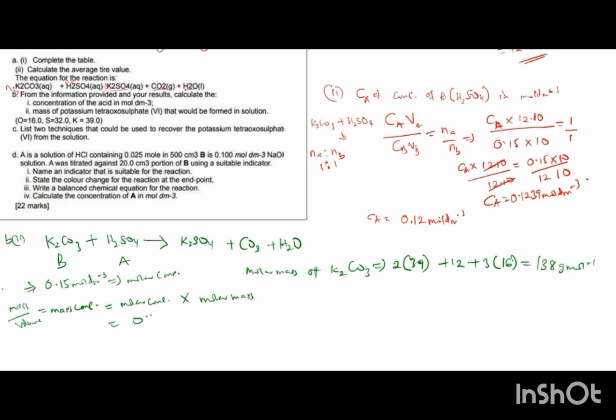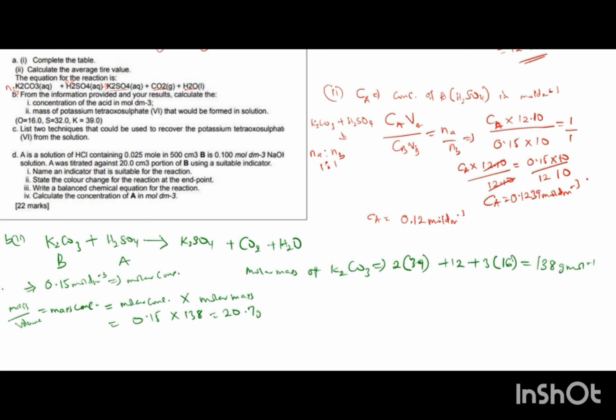So we have the mass that will be here will be 20.7 per dm cube. That's the mass. But the mass is 1.7 gram of K2SO4 dissolved in a solution of 40. So that's what this question is about.